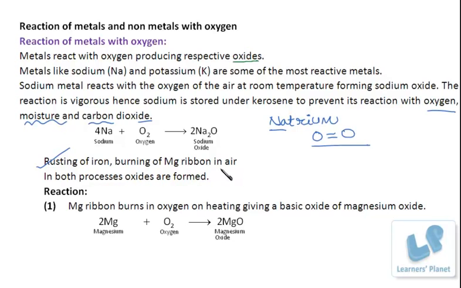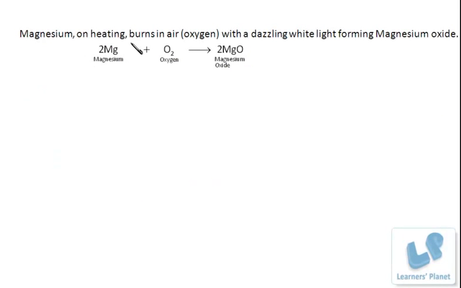Burning of magnesium ribbon in air. In both these processes, oxides are formed. Magnesium on heating burns in air with dazzling white light, forming magnesium oxide. See, when magnesium is heated, it burns with a dazzling white light. It means what is happening? Magnesium is reacting with oxygen and forming a compound known as magnesium oxide. Right? And a lot of energy is released in the form of light.